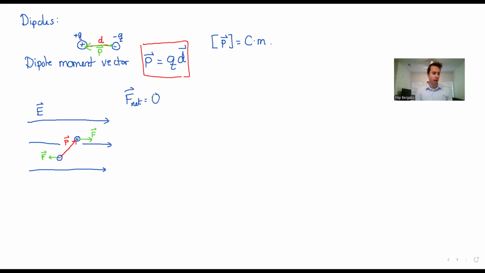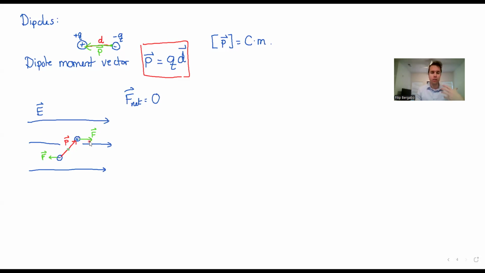But something will happen, right? Notice that just because the net force is zero doesn't mean nothing's happening. What we have here is a case where there are forces that are acting not at the center of mass of our dipole. The center of mass of our dipole is somewhere here in the middle of our dipole moment vector. So we're having forces that act off center, not at the pivot point.